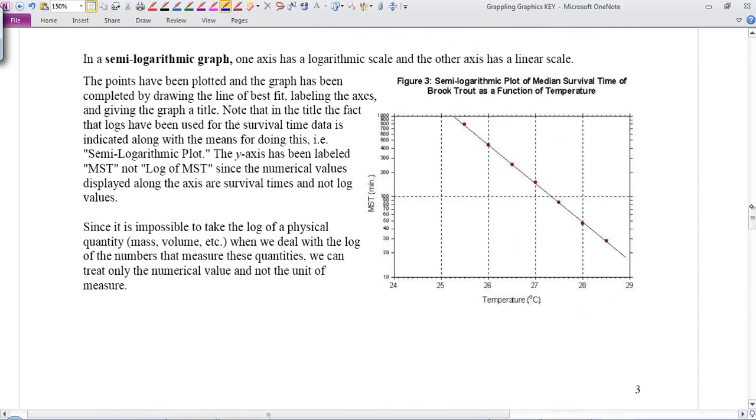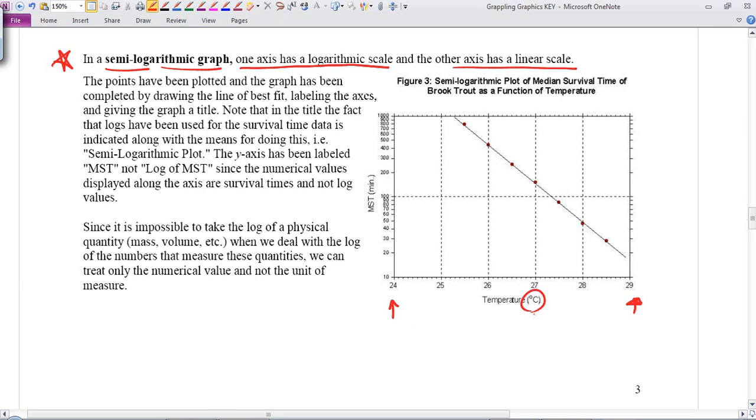Now, another kind of graph that you're going to encounter in this course is a semi-log graph, which means exactly what you think it means. One axis has a logarithmic scale, the other axis is linear. So just look at the numbers on this graph. What is going on the x-axis? Correct, temperature. What about it? Well, it's ranging from 24 to 29 degrees Celsius.